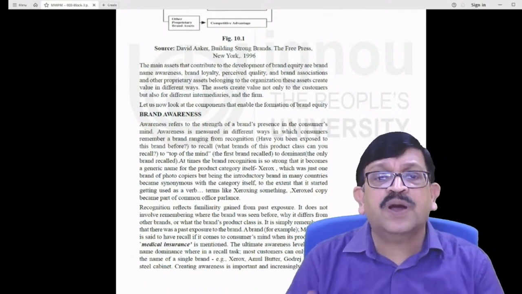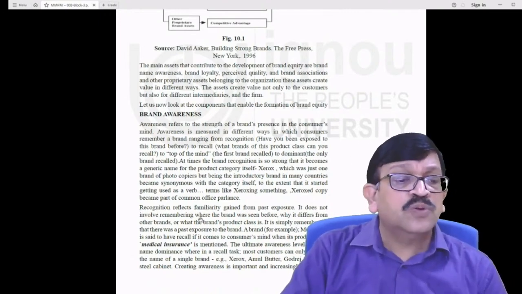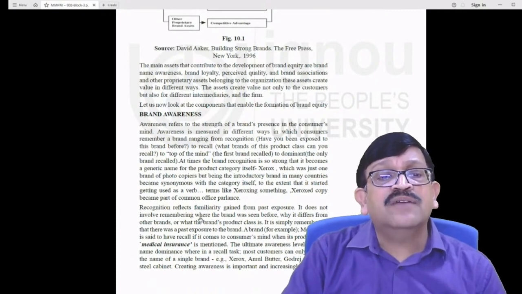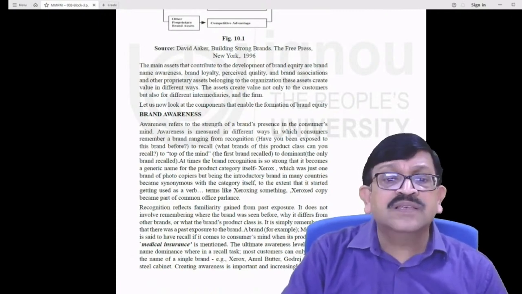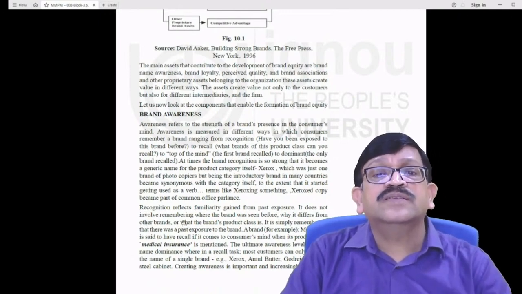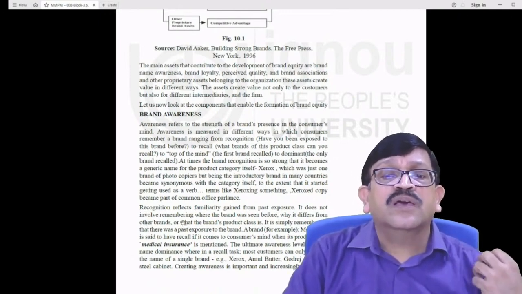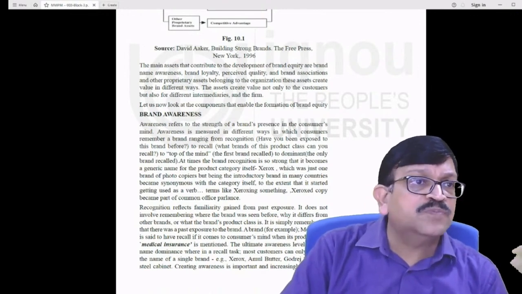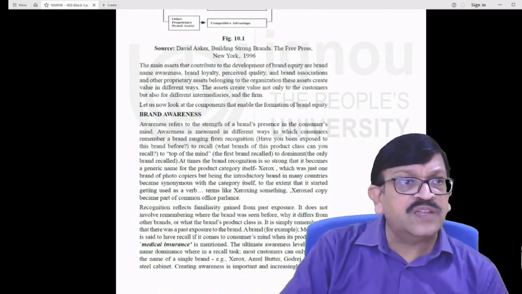This is the most major part of any organization to build brand equity. They must have something called brand awareness. Looking into recognition factors, when you try to recognize, it comes from the fact that you have been exposed to it. You may not have used it, but you have seen it somewhere.